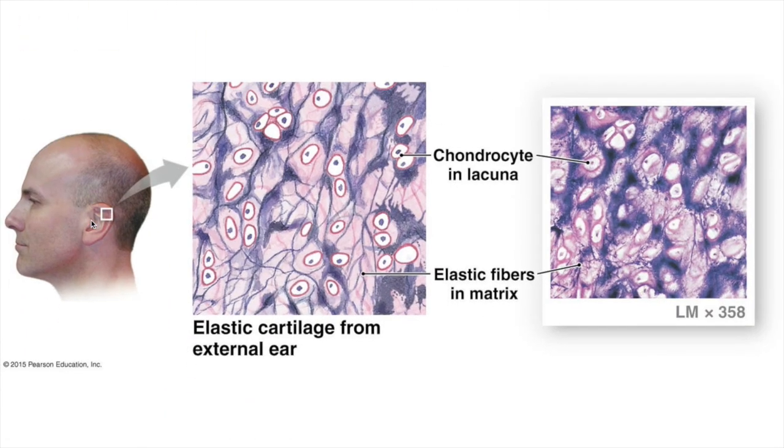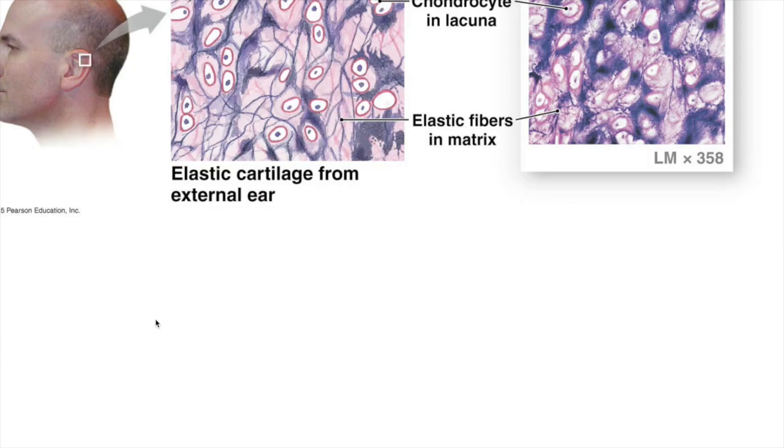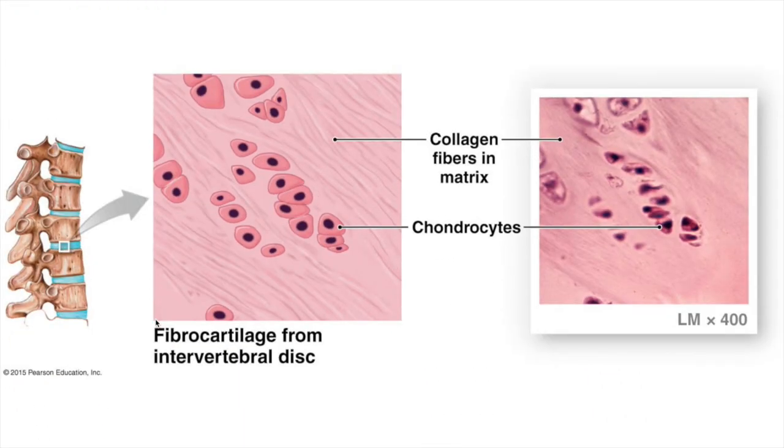The next type we want to talk about is elastic cartilage. It has a lot of elastic tissue, and so it's more flexible. One thing it does is form our external ear. And then the next type is fibrocartilage. Fibrocartilage is extremely durable. It's found in the intervertebral discs. It has a lot of strong collagen fibers.